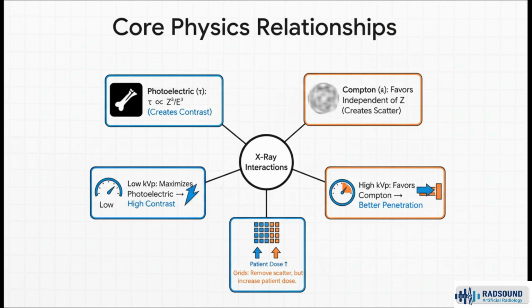Photoelectric effect, that's your contrast, and it depends on Z cubed. Compton scattering, that's your scatter or fog, and it doesn't care about Z. So, a low kVp technique maximizes the photoelectric effect, giving you high contrast. A high kVp favors Compton, giving you better penetration. And finally, grids are your tool to clean up scatter, but the price you pay is a higher patient dose. Got it? This is the whole story.